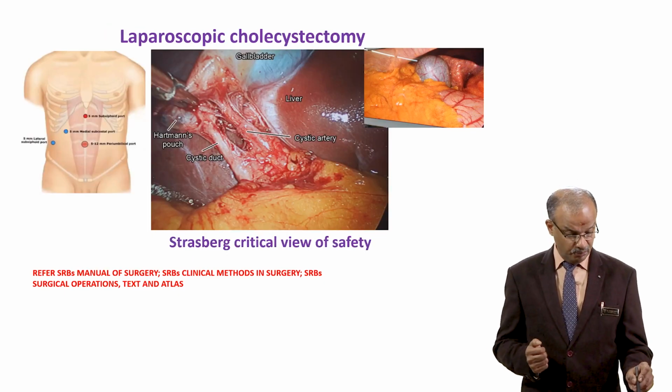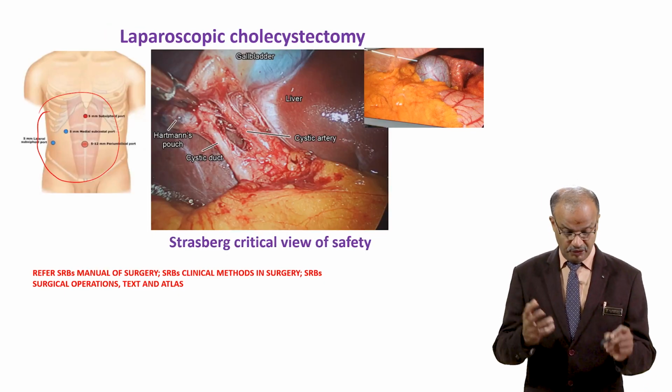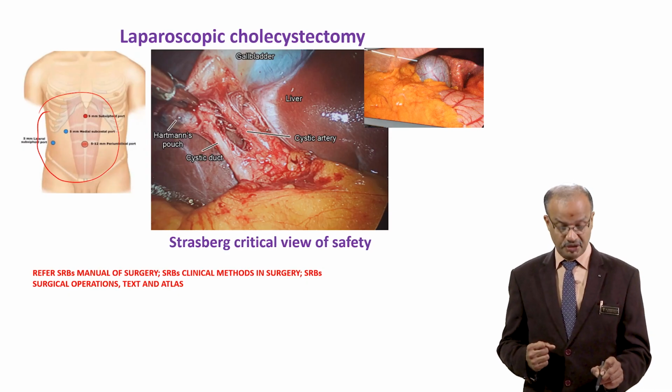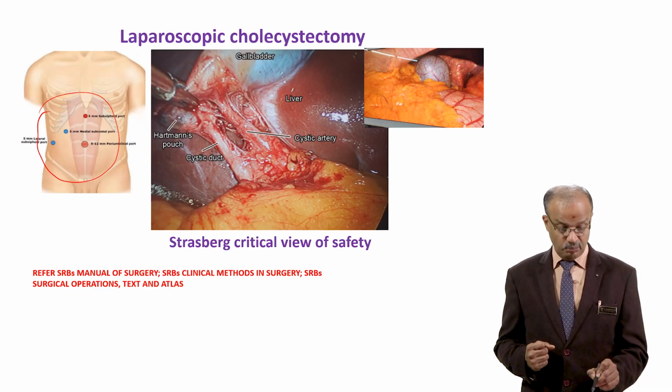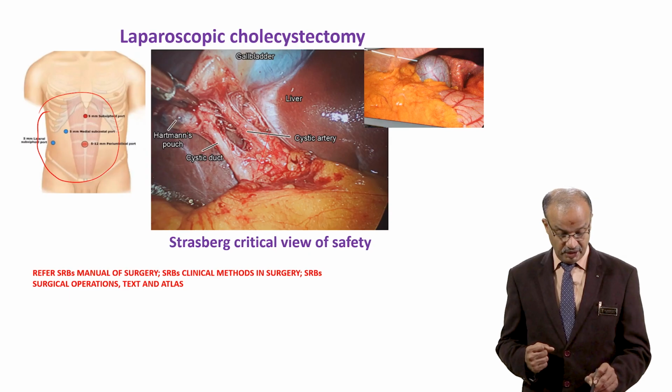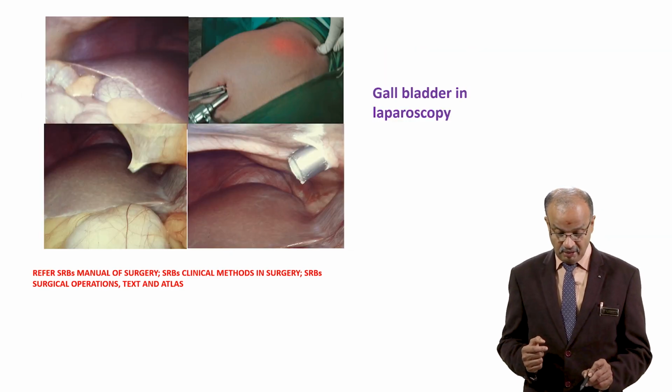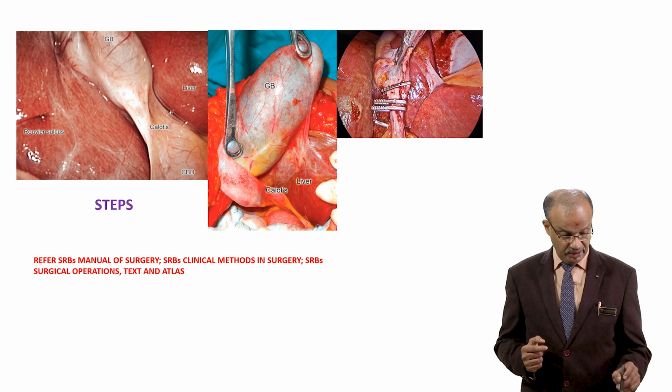Just to run through, these are the ports for laparoscopic cholecystectomy. All of you have seen this. This is the Strasbourg critical view of safety. Only two structures are there. Cystic artery and duct should be clear, the CBD is here. So this is Hartmann's pouch. So this is exactly the gallbladder. Basic thing, four ports, important. And the gallbladder in laparoscopy exactly looks like this, with different ports and steps, of course.